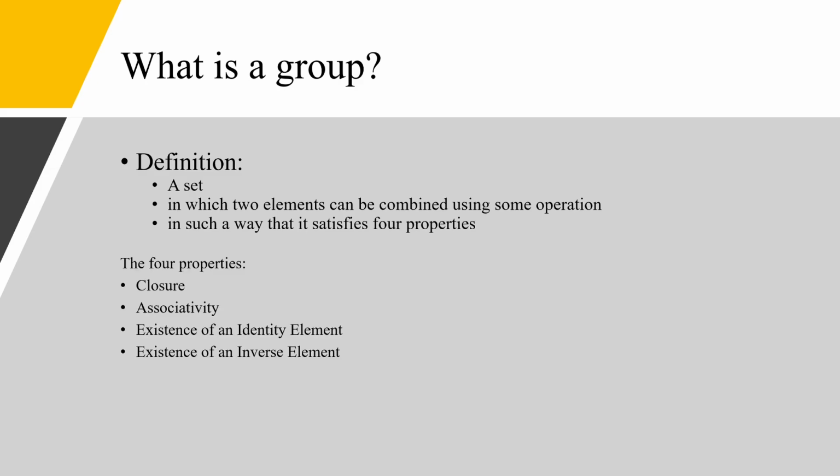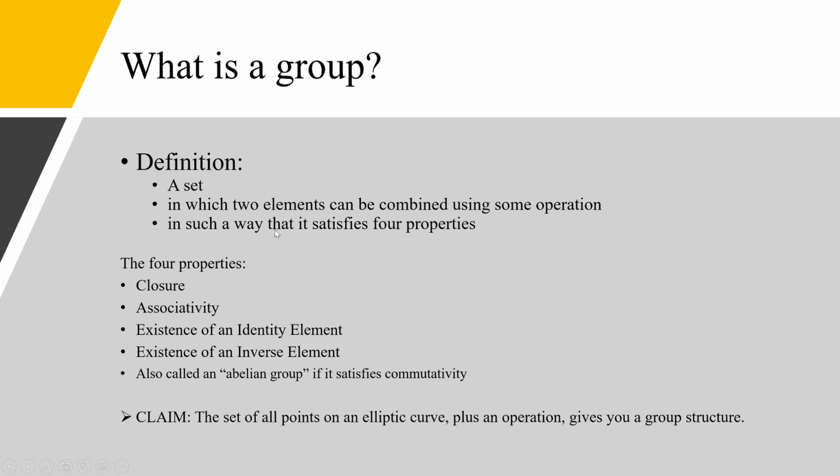And the 4 properties are closure, associativity, existence of identity element, and existence of an inverse element. I'm assuming everybody is already familiar with these. This is kind of an add-on point. It's just another terminology. It's also called an abelian group if it satisfies commutativity, along with these 4 properties of a group.